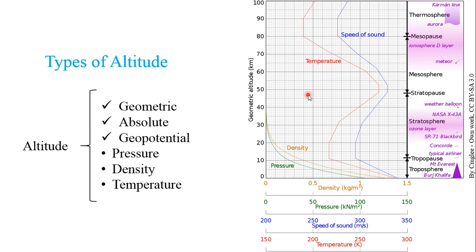Here is an international standard atmosphere chart. So, if we particularly know the value of pressure, density, temperature, either one of it at some particular point, we can calculate the altitude, and these altitudes are known as pressure altitude, density altitude, and temperature altitude.